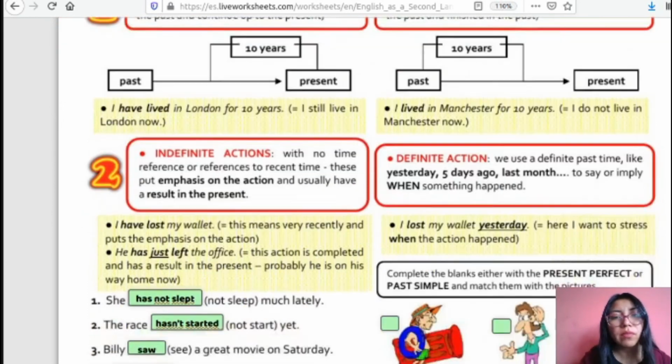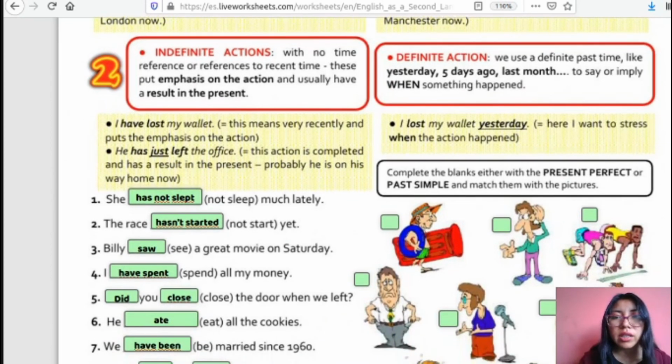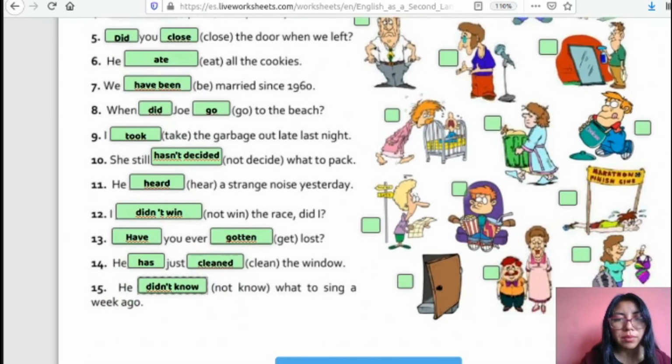Okay, and if you use indefinite actions or definite actions. For example, yesterday, 5 days ago, last month. There are some time expressions that you are going to find in past simple sentences. Okay, for example, on Saturday, that is a specific time in the past. Last night, that is a specific word in the past. Or a week ago. So in this case, you are going to use past simple.